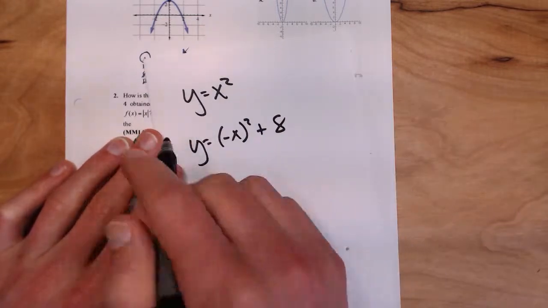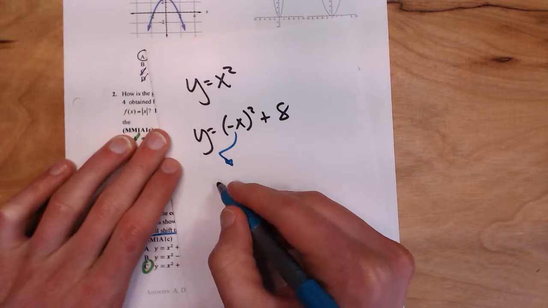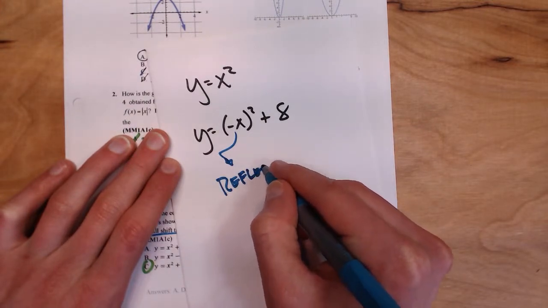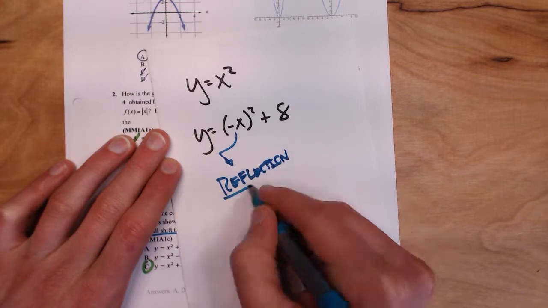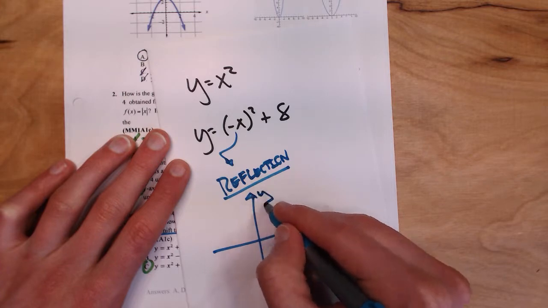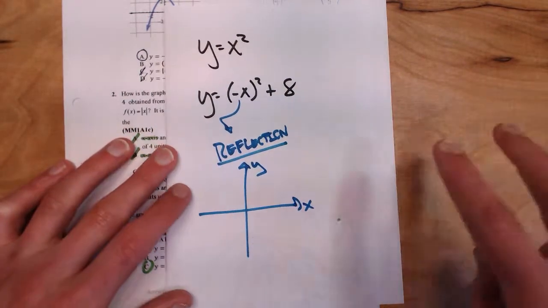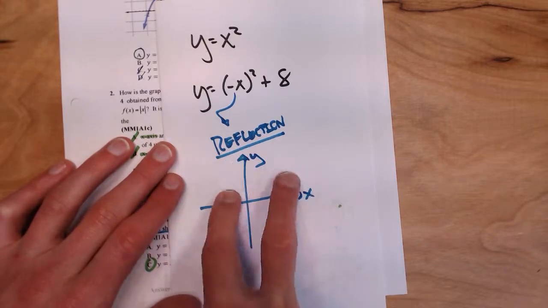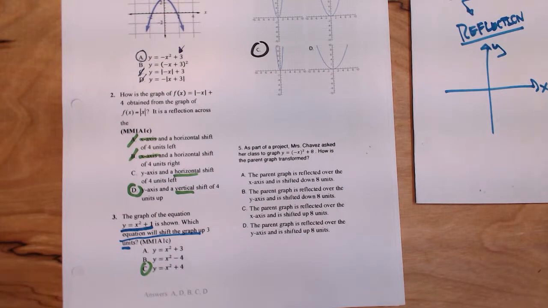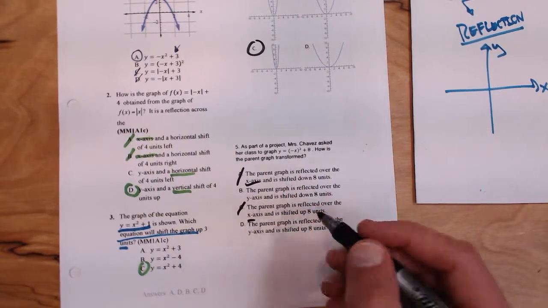Okay, so there's 2 things that are different. Thing 1 is the minus sign. And when you see a minus sign, you must think reflection. You must think reflection, okay? So our next question, is it reflected across the y-axis or the x-axis? And remember that if it's on the inside, it's going to be reflected across the y-axis. So right away, I can eliminate answer A and answer C because those say x-axis.